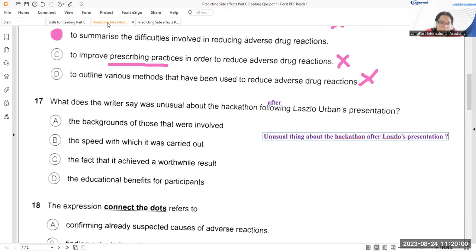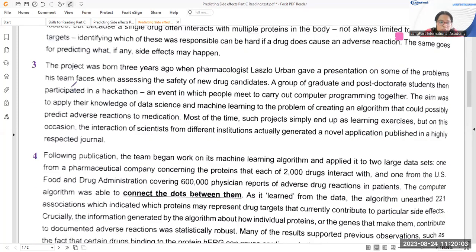Okay, so let's understand. Let's read the paragraph. All of you go through the third paragraph. Come on.